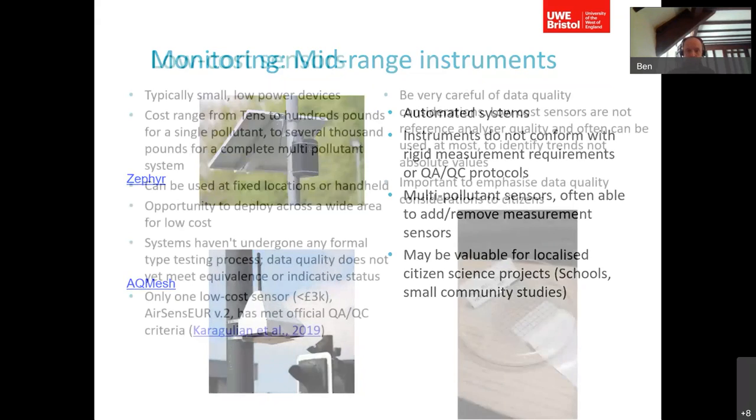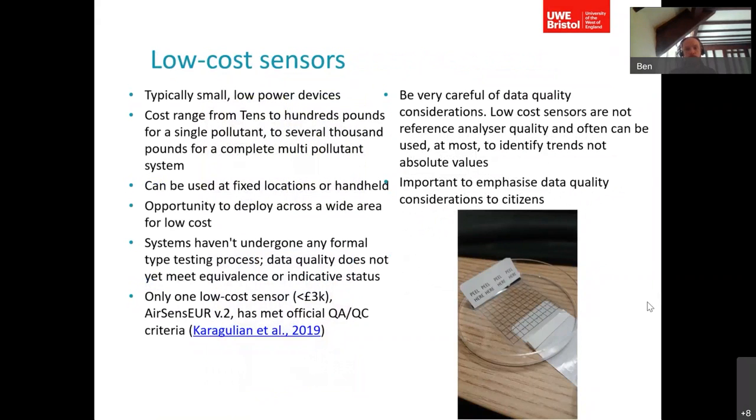If we go to low-cost sensors, this is where citizen science can really come into its own and where its strengths really lie. They're typically small, low power devices. Costs range from tens to hundreds of pounds for a single pollutant, often up to several thousand pounds for a complete multi-pollutant system. They can be used at fixed locations or handheld. So some sites in the UK, so waste sites or quarries, use handheld sensors and they'll walk around a site to measure dust, for example.